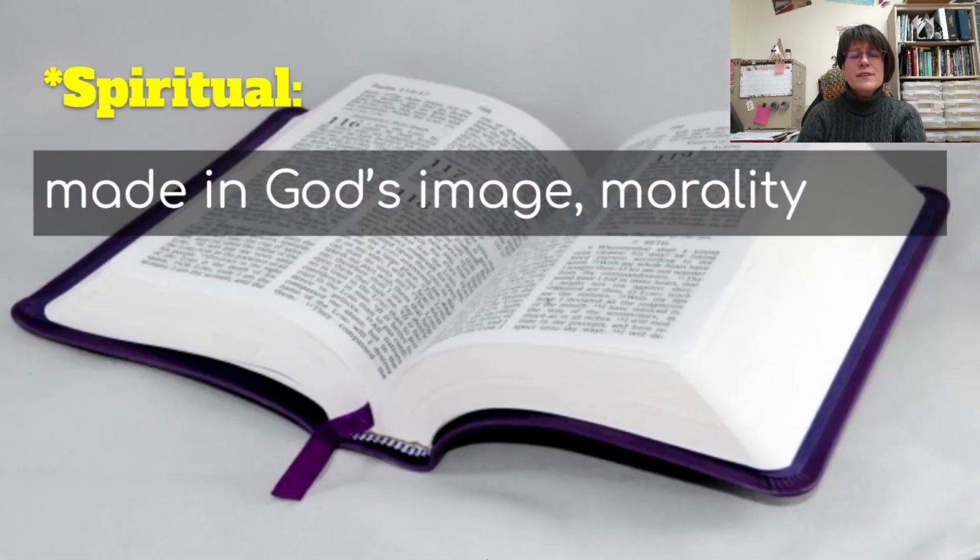Now, something that is very different between us and animals is spiritual behavior. And that is because we are made in God's image. And so we have morality. We can determine right and wrong.